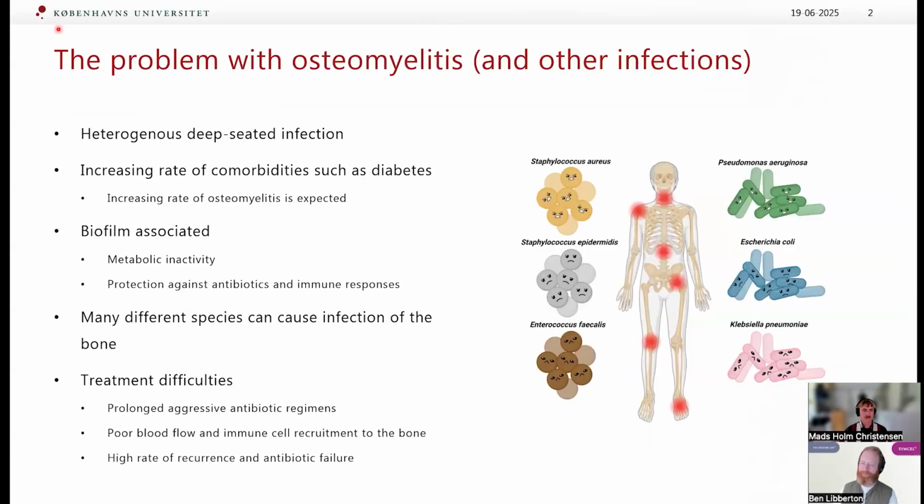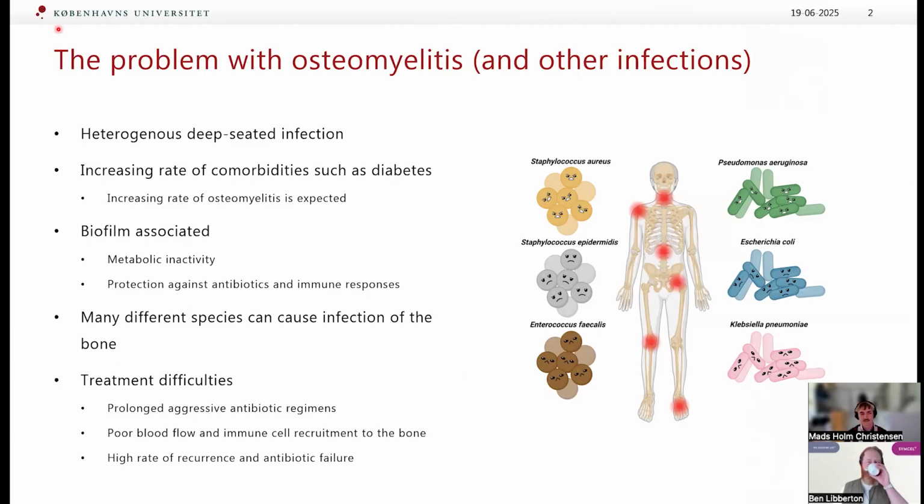So just briefly about the type of infection that we're looking at, which is osteomyelitis, an infection that's expected to increase in the coming many years, partly due to the many comorbidities to this infection, such as diabetes and poor vascular circulation. And also we see an increasing rate of prosthetic joint infection and arthroplasty surgeries. So this type of infection is expected to increase.